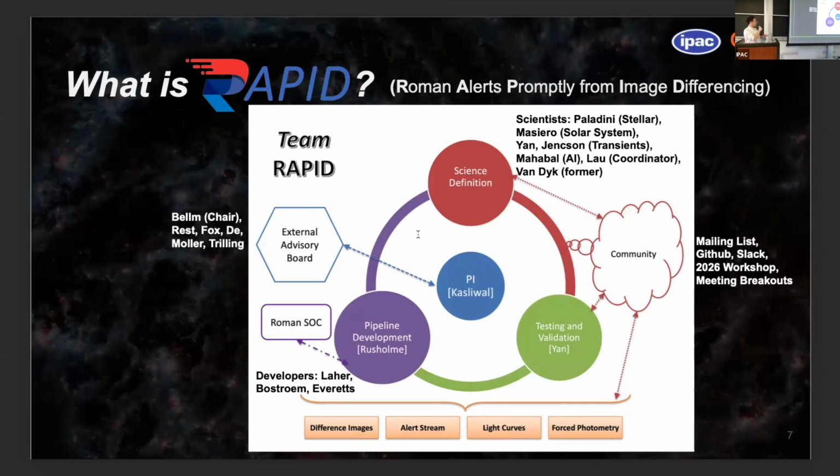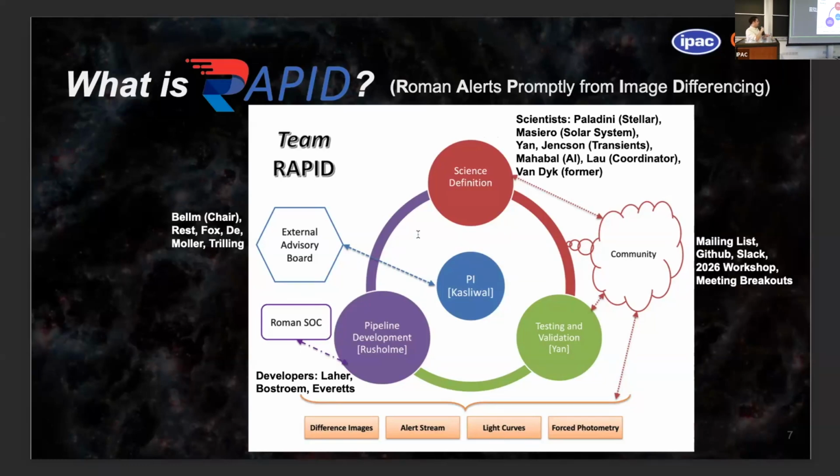So all of our code on GitHub is being developed in public. You can join our Slack, which I'll have a link to later. You can email us, and we had a workshop a couple months ago here at Caltech with the time domain community where we were trying to get feedback as well on our development. We also have an external advisory board who are members of the time domain community, including a representative from one of the Roman alert brokers, to give us direct feedback on our progress as well.